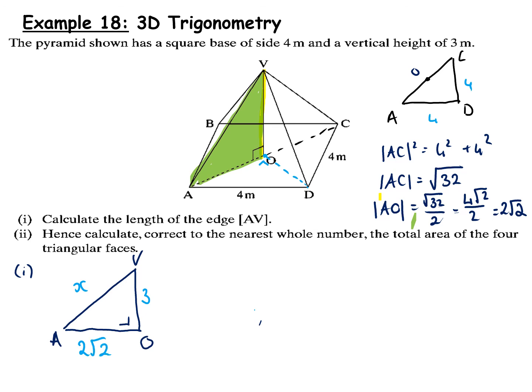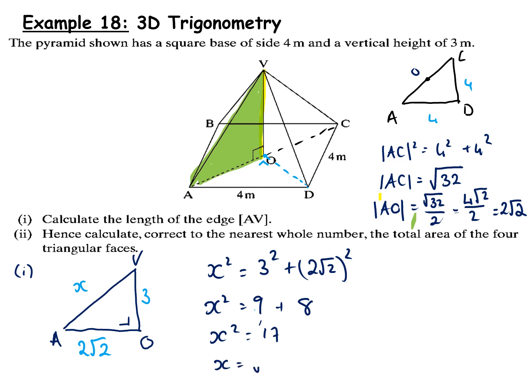Now we can go back to our AOV triangle, and I know AO is 2 root 2, and I go back to using Pythagoras. So x squared is equal to 3 squared plus 2 root 2 squared. So x squared is 9 plus 4 times 2, 8. So x squared is equal to 17. So x is equal to the square root of 17. That is the length of AV, so part I.